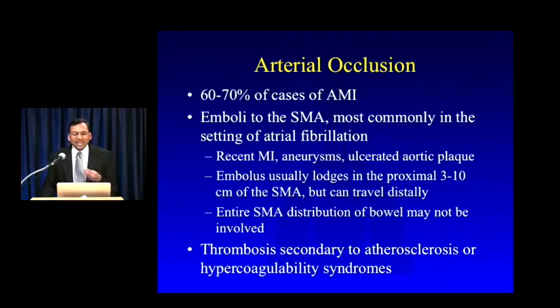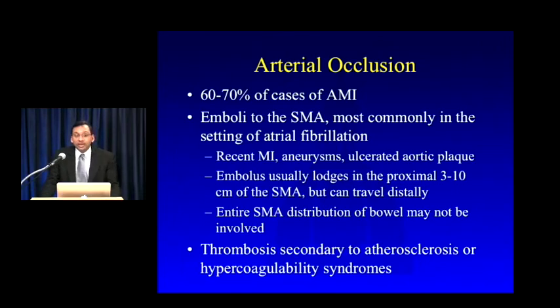Now, this is typically an embolic phenomenon. The most common etiology is in the setting of atrial fibrillation, but there are really a number of different underlying causes: recent MI, aneurysms, ulcerated atherosclerotic plaque in the aorta, and these emboli usually can go to the SMA, and classically will lodge in the proximal 10 centimeters of the SMA because of the angle of inclination, but you can theoretically end up with smaller emboli that go out distally into SMA branches.